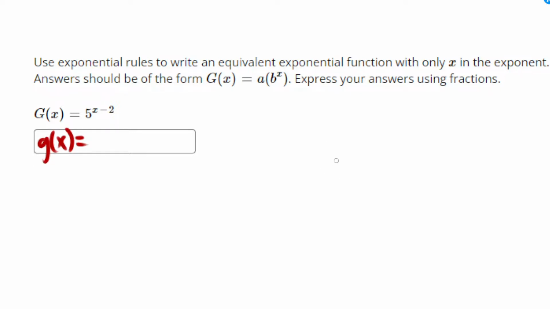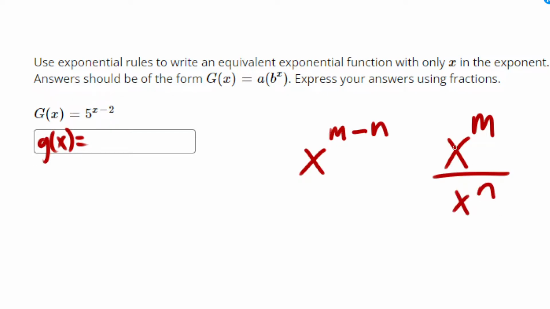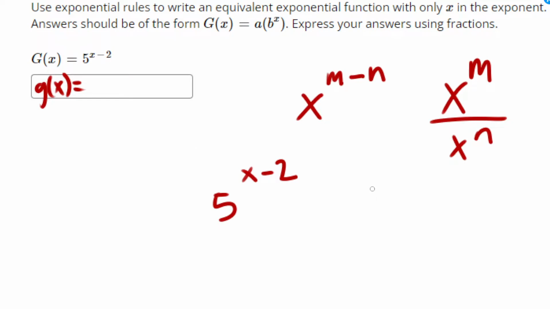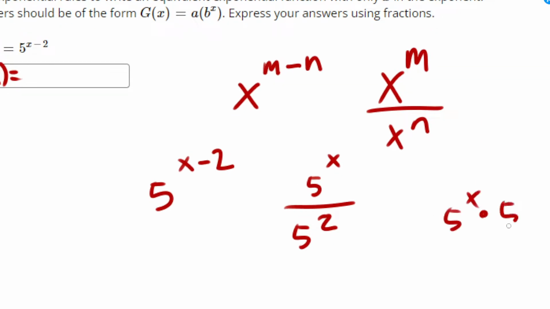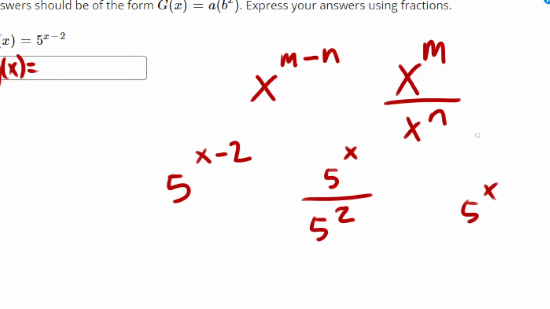So what we can do is, if you remember, x to the m minus n is exactly the same as saying x to the m over x to the n, right? And in our case, we have 5 to the x minus 2. If we do the same sort of thing, we would get 5 to the x divided by 5 to the negative 2. Positive 2, because we're minusing it. You could technically do 5 to the x times 5 to the negative 2, but it would be the same as this. We cannot cross these 5s out.